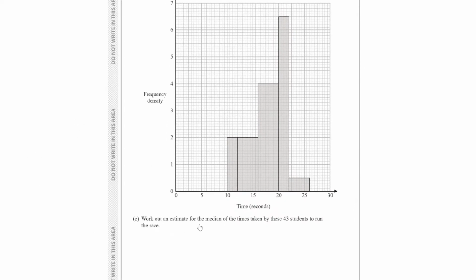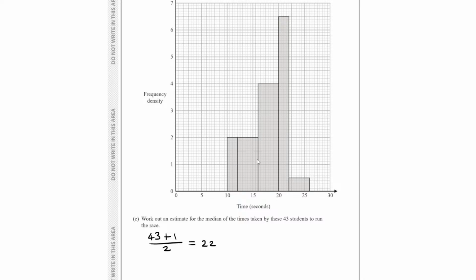We need to work out an estimate for the median of the times taken by these 43 students to run the race. So median from a histogram basically is that question. So the median is the middle. So I want to know, first of all, which is the middle student. Because it's an odd number, what you can do, you can just half it as it is, but when it's an odd number, I tend to add 1 and then half it. So that'd be 44 divided by 2, which is 22. So that means I'm looking for student number 22.